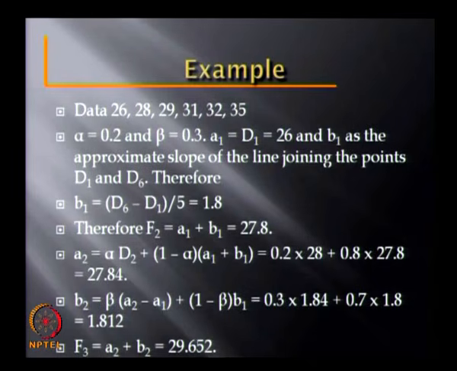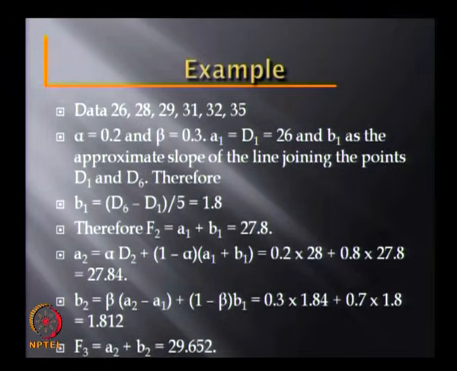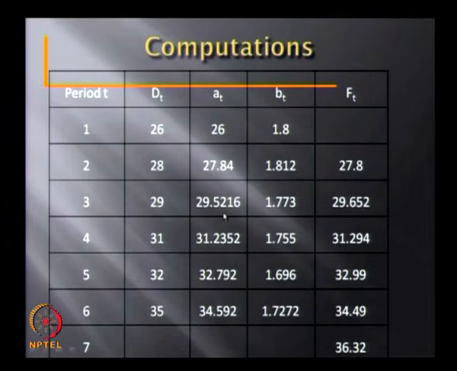Now, we need to find out F4. To find out F4, we need A3 plus B3. Now, A3 and B3 have to be calculated using these. So, we can now progressively calculate the rest of the numbers, and this table explains what these numbers are. So, for period 4, D4 is 31, A4 is 31.2352, B4 is 1.755, and this is 31.294, and if we move on, we find out finally that F7 is 36.32. So, let me write this 36.32 here.